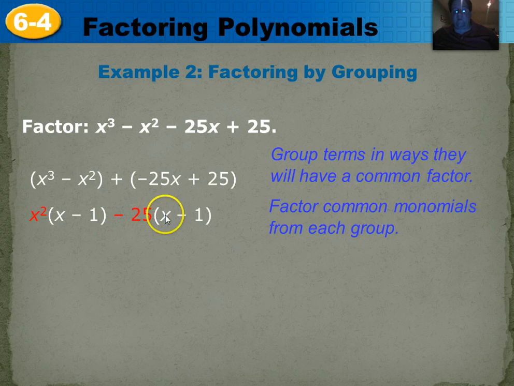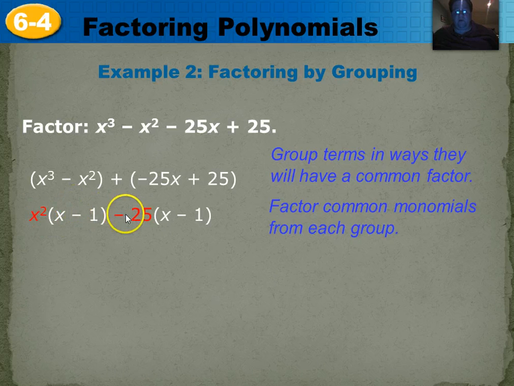A negative 25 comes out, and you've got a negative 25 times x minus 1. Right? And all this is the distributive property. We're just going in a different direction than we normally do. Normally we're combining. This time we're factoring out.